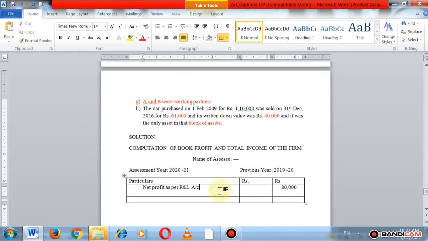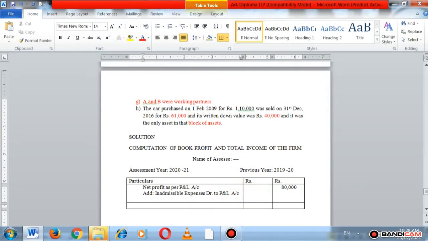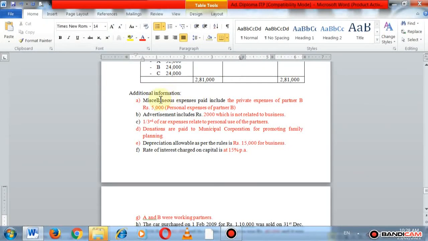Then we add inadmissible expenses debited to P and L account. Debited to profit and loss account. So start from adjustment number first.